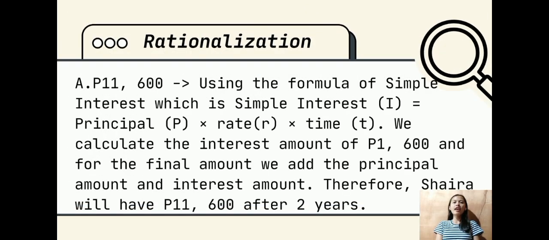The answer is letter A, 11,600 pesos. Using the formula of simple interest, which is simple interest equals principal times rate times time, we calculated the interest amount of 1,600 pesos. For the final amount, we have the principal amount of 10,000 pesos and the interest amount of 1,600 pesos. Therefore, Shaira will have 11,600 pesos after 2 years.